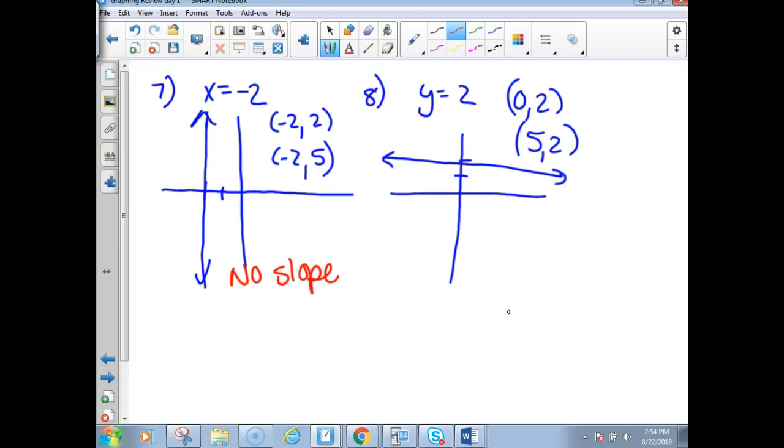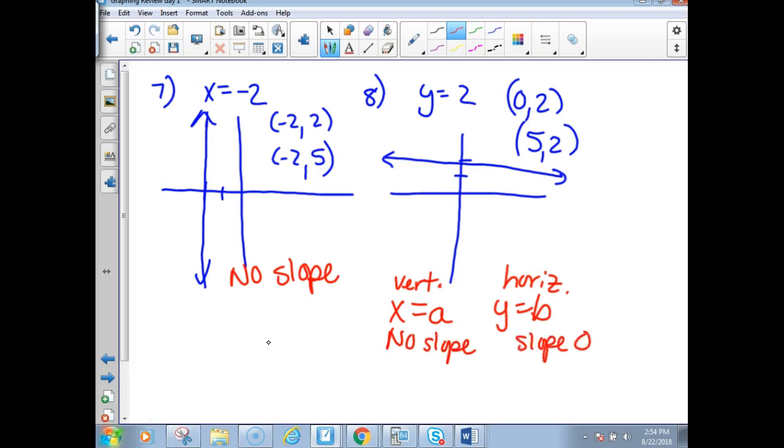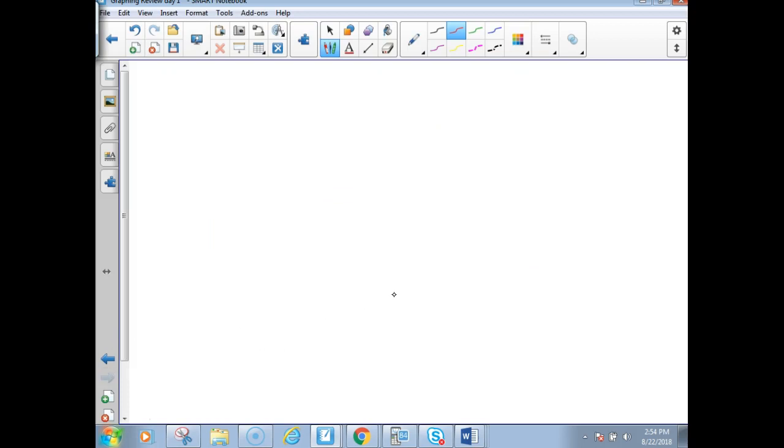So on your paper, which one has no slope? That would be x equals -2. And the one that has a slope of 0 would be an equation that says y equals 2. Typically, they're in the form x equals a, that's your vertical line, and y equals b, that is a horizontal line. And that one has no slope, if you want to make a note, and this one has a slope of 0. All right, other examples, I thought I'd just throw out some more examples of types of questions that could be on your quiz.